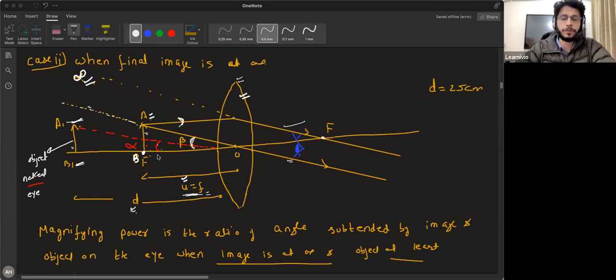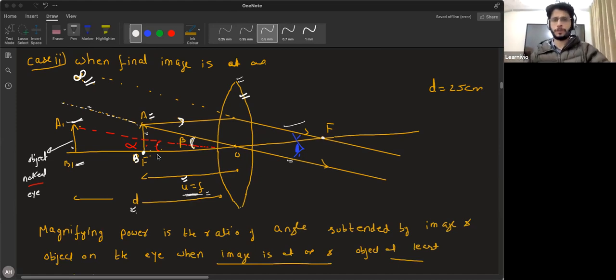I've shared the assignment of simple microscope on the group. So the assignment has questions from all instruments, but try to solve the questions from simple microscope at least. We'll do one question in class and then you can practice the rest later on.